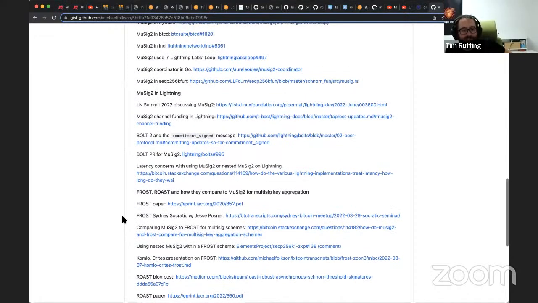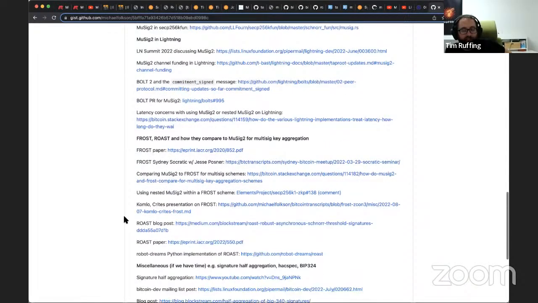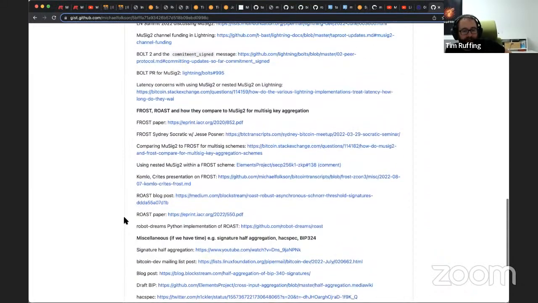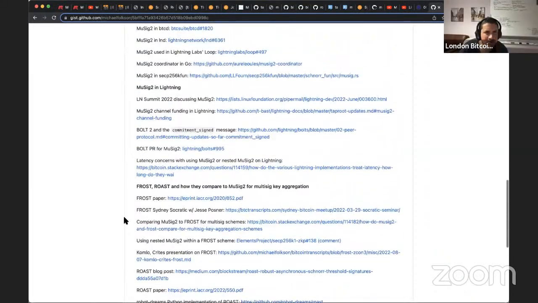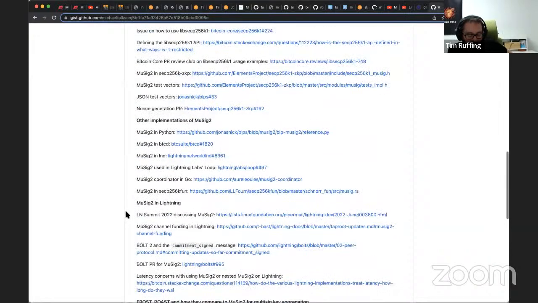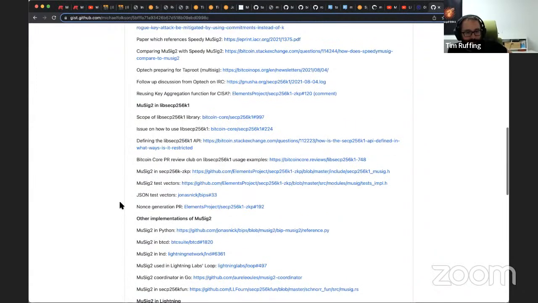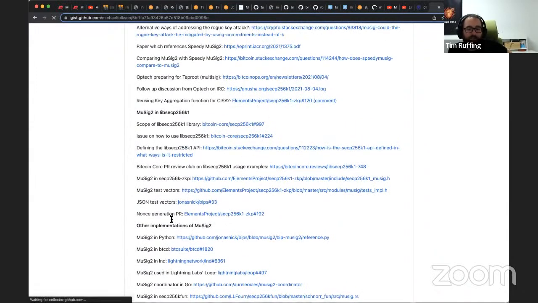Yeah, even long-term things. I think it's always hard to predict the future when you're writing code, right? But maybe not yet at an implementation level, but at least at the level of writing papers, we're thinking about this. So if you mention cross-input signature aggregation, there's the link. Yeah.